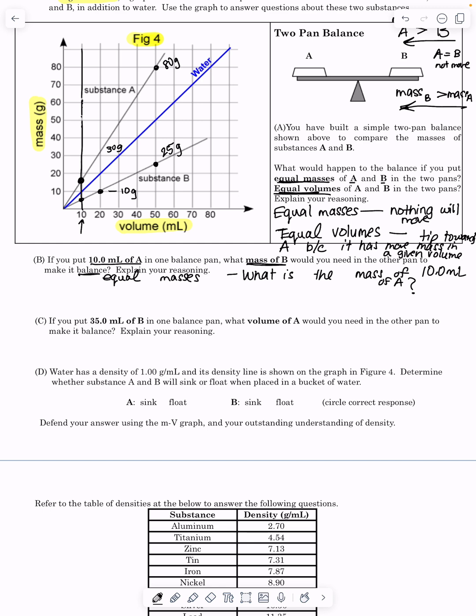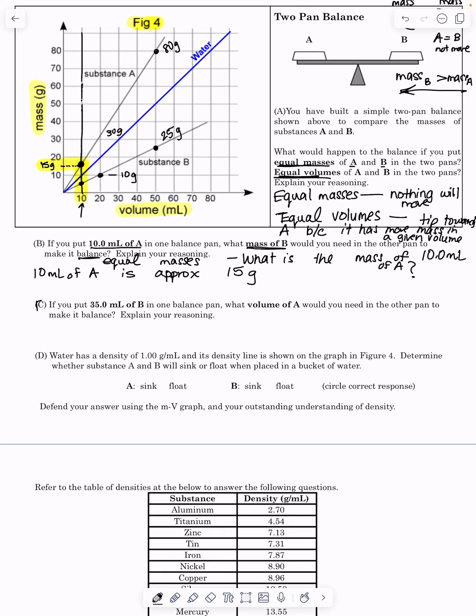A is up here. It looks like the mass of A is approximately 15 grams. So 10 milliliters of A is approximately 15 grams according to the graph. Do you see that? I'll highlight it if you couldn't see that. Right here, 10 milliliters is about 15 grams of A. Now, in order for the pan to be balanced, we will need 15 grams of B.